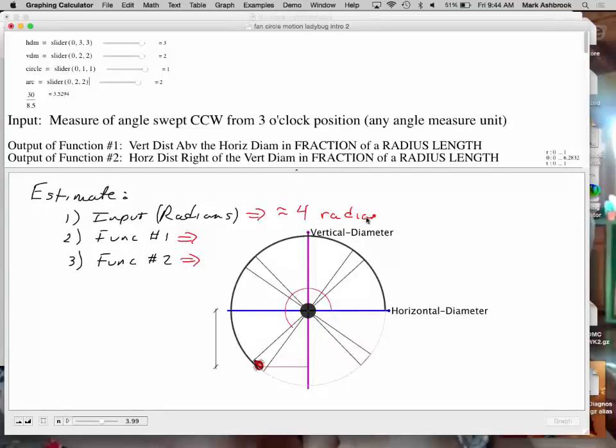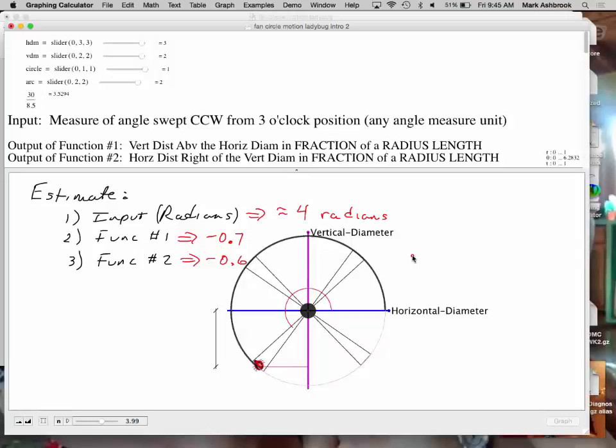And then what'd you say for the output of function 1, the vertical distance above the horizontal diameter? Negative 0.7. It's below, and yeah, that's pretty good. That's like 70% of the way down. Okay, someone new. Tofi, did you get the value of function number 2? Negative 0.6, she said. So negative because it's left, and then a little bit further than halfway. Negative 0.6. Good.